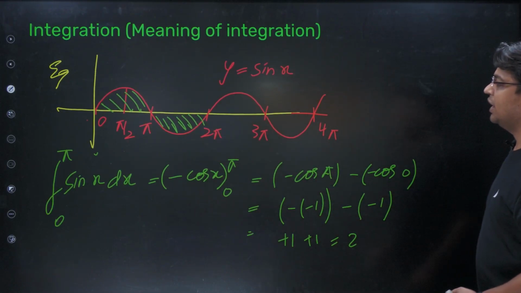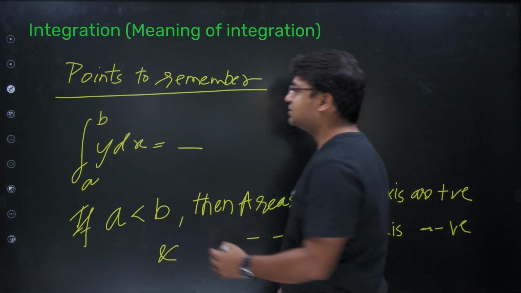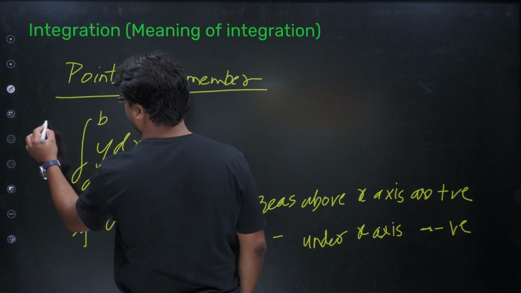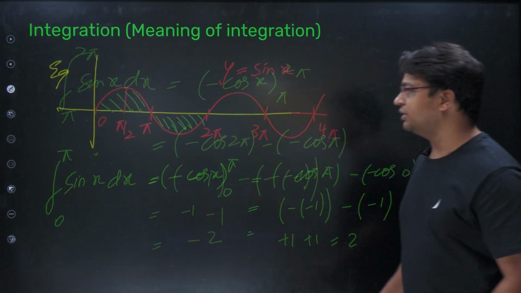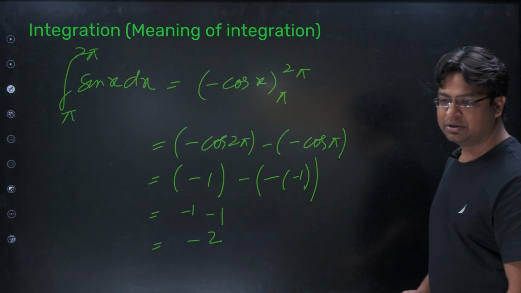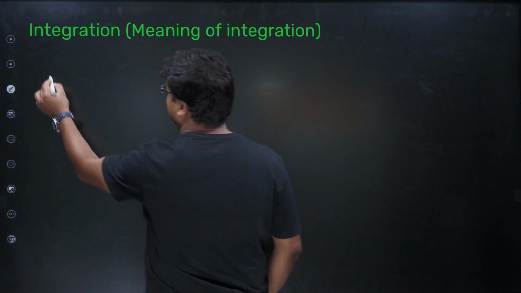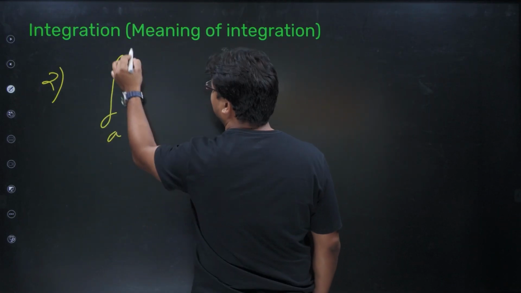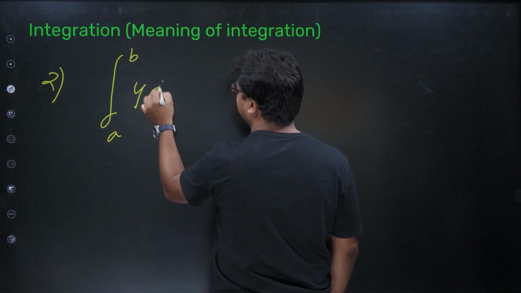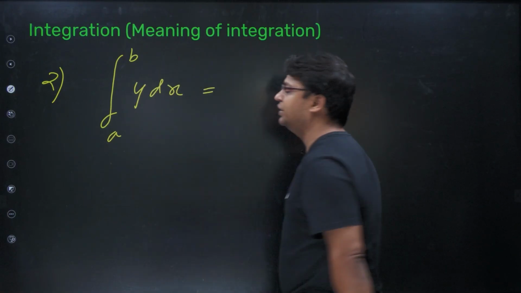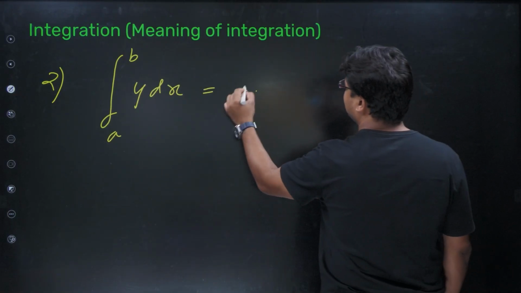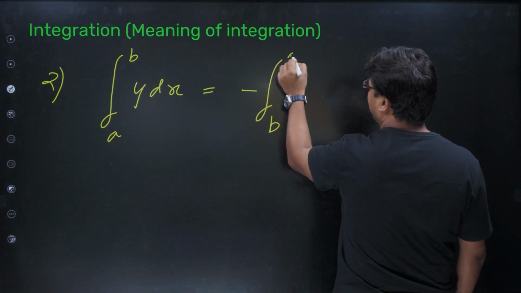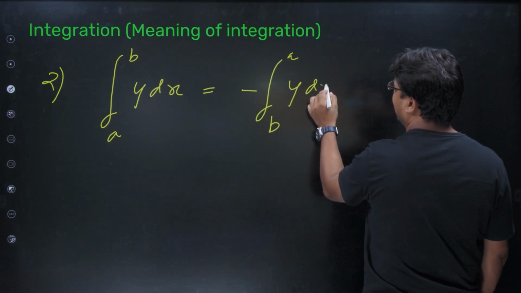All right, so I hope this point is clear to everyone. Let's call this point number 1. Now there is another point that you should remember. The second point is that if interchanging limits helps you in any way, you can interchange the limits by putting a negative sign. And this is pretty simple also.